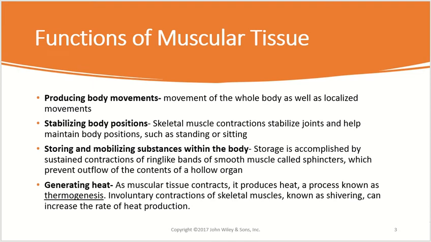And then as far as our last function of muscular tissue, there is the generation of heat. As muscular tissue contracts, it produces heat. This process of heat production is called thermogenesis. Involuntary contractions in skeletal muscle, known as shivering, can also increase the rate of heat production. So it's a handy little homeostatic measure as well.